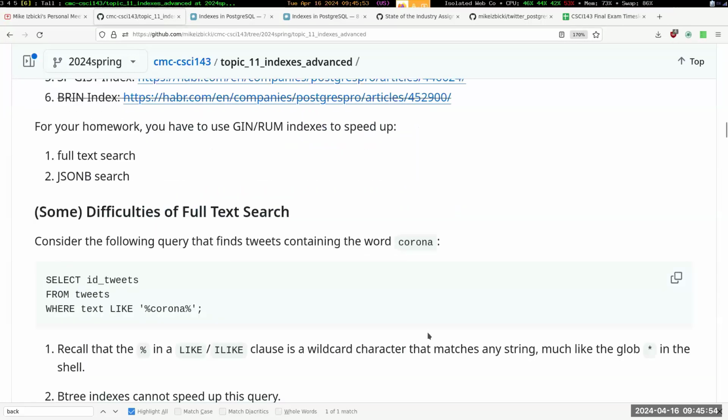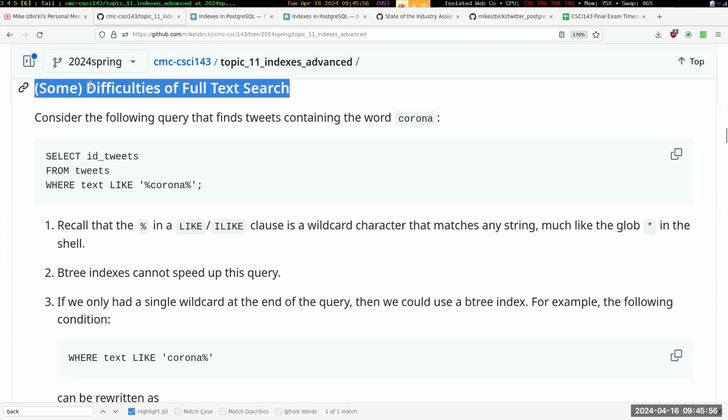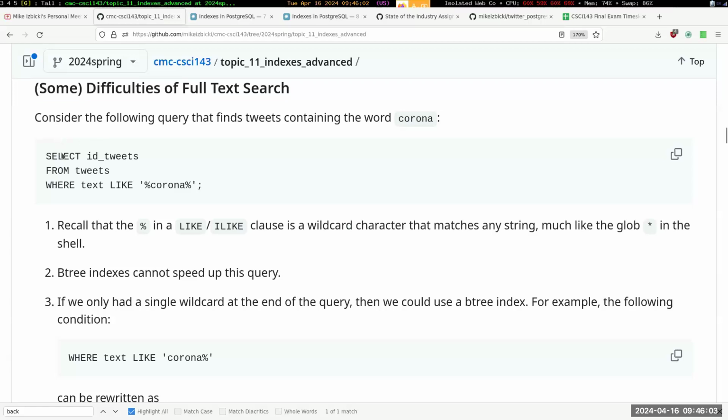Okay, so we'll start off by motivating this idea of full text search by talking about some of the difficulties with it. We've seen queries that look something like this. We should know what it's doing: if we're selecting something from some table where some text column is like some expression, and we have these percent signs, in this case on both sides of the word corona, this should find any tweet that has the word corona anywhere inside of that tweet.